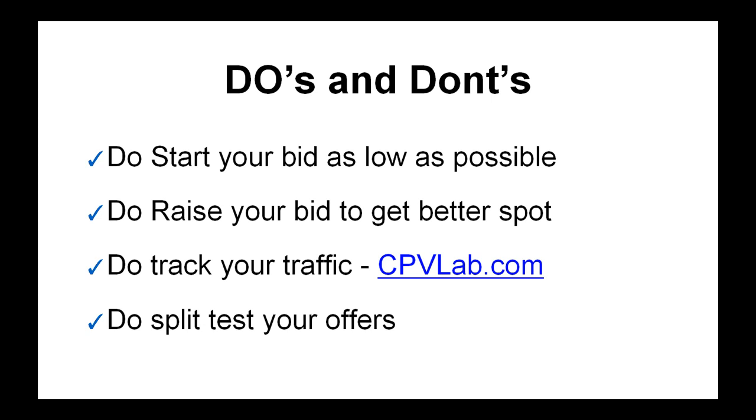Lastly, I'm going to teach you what you should and shouldn't do if you're doing PPV marketing. Let's start with what to do. Do start your bid as low as possible to get the first, second, or third position, and then raise your bid when you are not the first or the second bidder. Always track your campaigns because that's an important thing to do so you can optimize your campaigns to get the best results that you want.